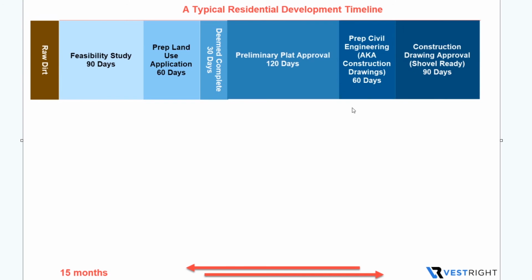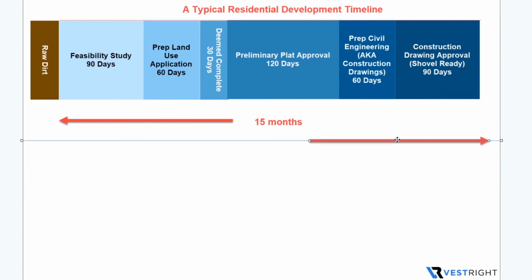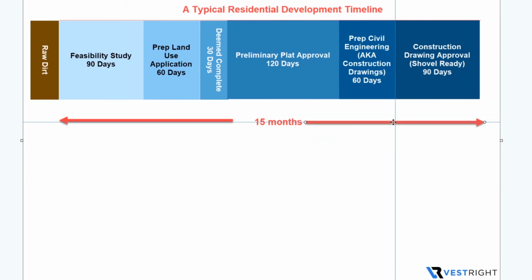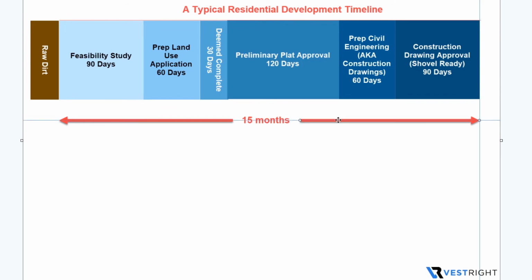So that is a typical residential development timeline. And what you'll see here is that if we add all these up, it comes out to be right at 15 months. And so one thing that we've learned from this is that to get a project from the raw dirt stage all the way to construction drawing approval, to the point where we can actually go out and start pushing dirt and building this thing out, as I try to get these arrows nice and lined up with my OCD.